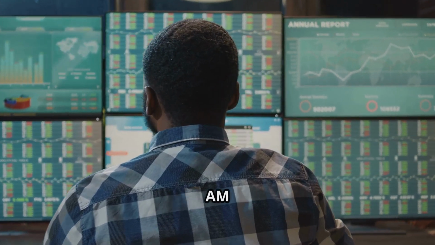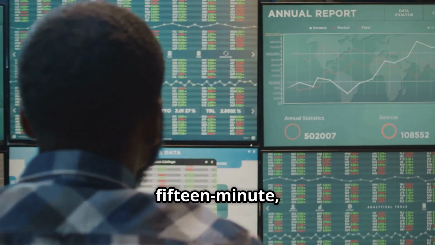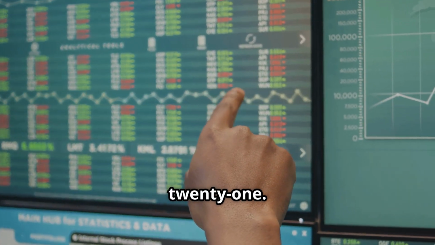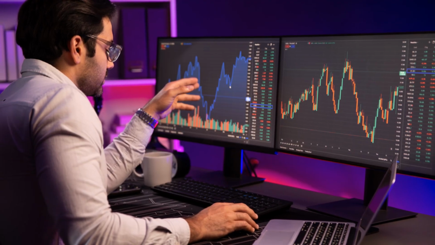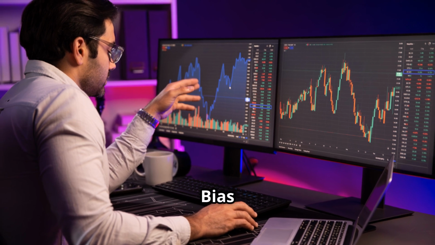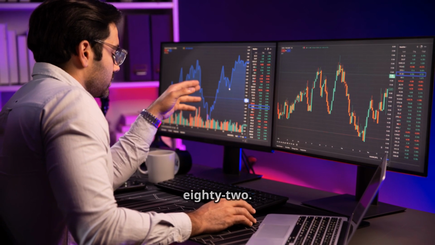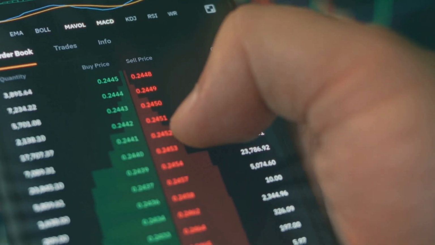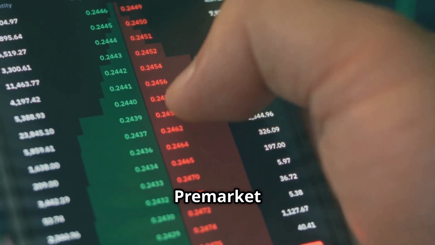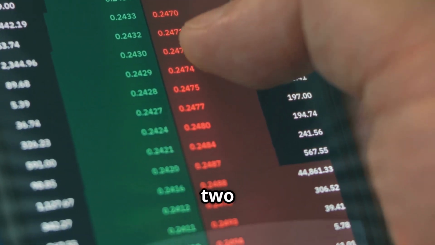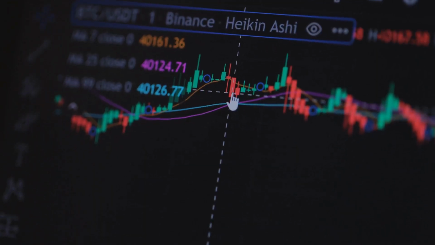Pre-market prep, 8 to 9:30 a.m. Eastern Time. Chart 15-minute, 5-minute, 1-minute plus VWAP and EMA 9 and 21. Bias: bullish macro and short-term uptrend. Overnight high, ONH, 5,282. Pre-market low 5,271, previous day close 5,274.